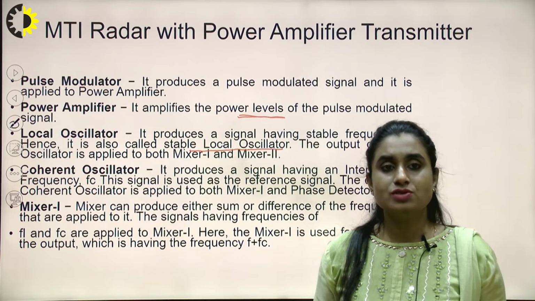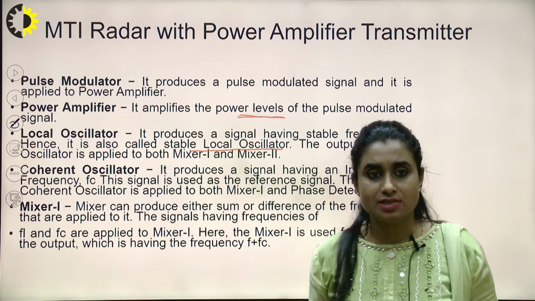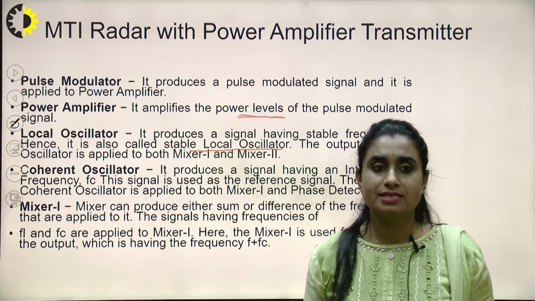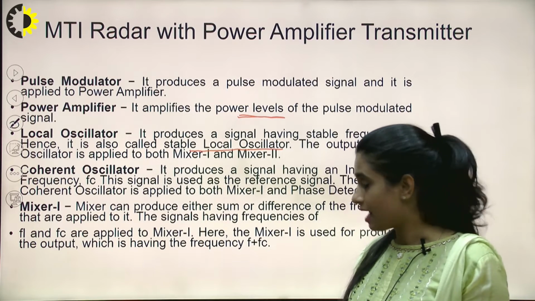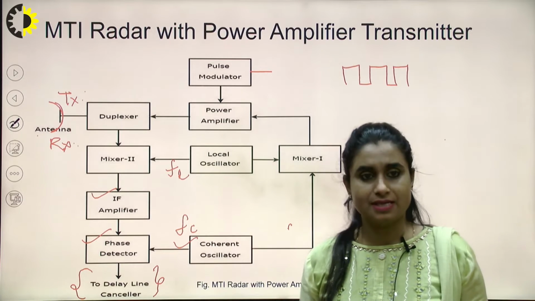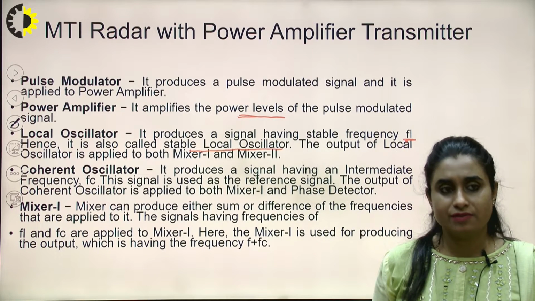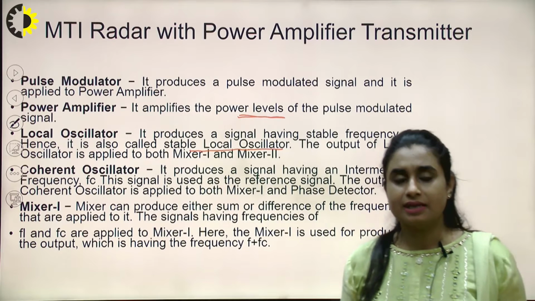This signal is used as a reference signal. Here, my local oscillator frequency is used as a reference signal and the output of it is applied to both mixer 1 and the phase detector. You could see the phase detector and it goes to the mixer as well, right? Mixer 1 can produce either the sum or difference of the frequencies that are applied to it.